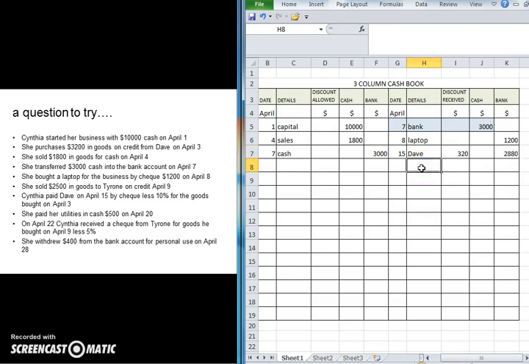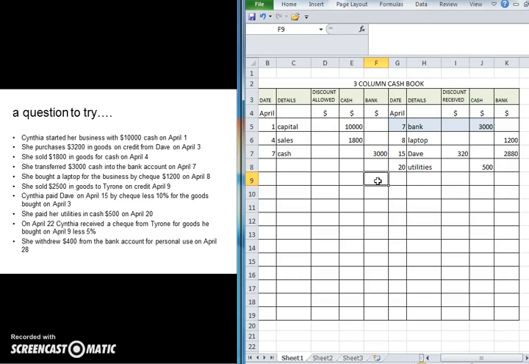Now she also paid, see, she's on the credit side still, because remember you spend on the right hand side, you spend on the credit side. So she paid her utilities on the 20th, so we can put it in 20th, paid utilities. And she paid those utilities in cash, so I'll go to the cash account and put down that I took out $500.